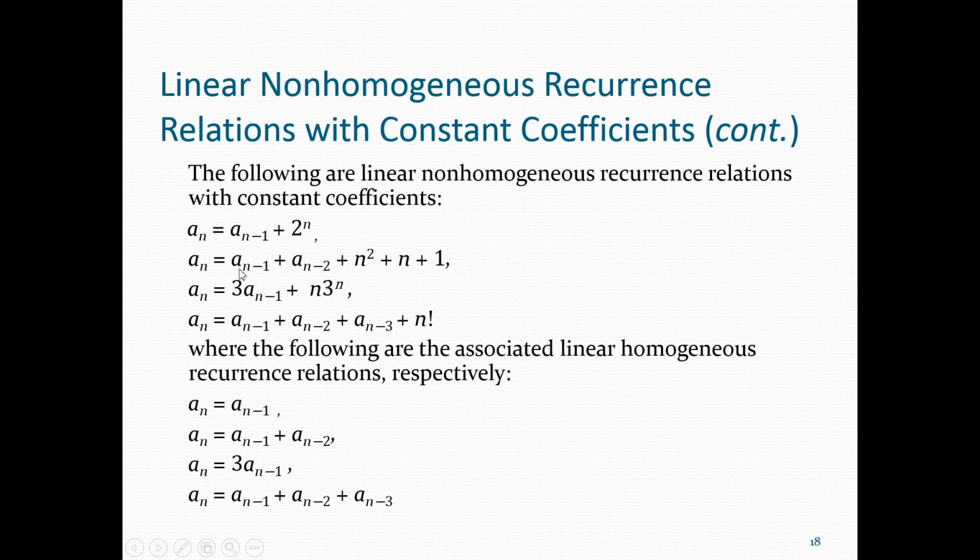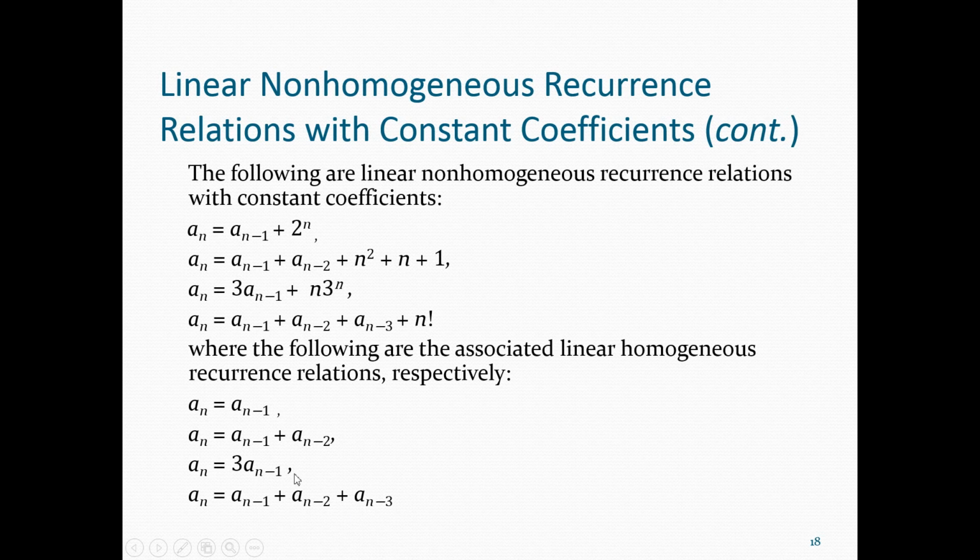There are a few examples. a_n = a_{n-1} + 2^n. This is a non-homogeneous linear recurrence relation. Because of this term, this is non-homogeneous. This is also a non-homogeneous linear recurrence relation. This is also a non-homogeneous linear recurrence relation with constant coefficients as well. And this is also a non-homogeneous recurrence relation. Because of this, this is non-homogeneous, and this is linear. This is with constant coefficients, and these are the homogeneous ones.